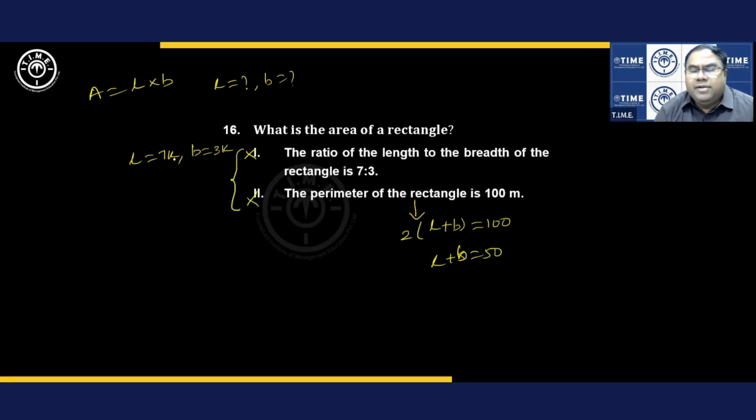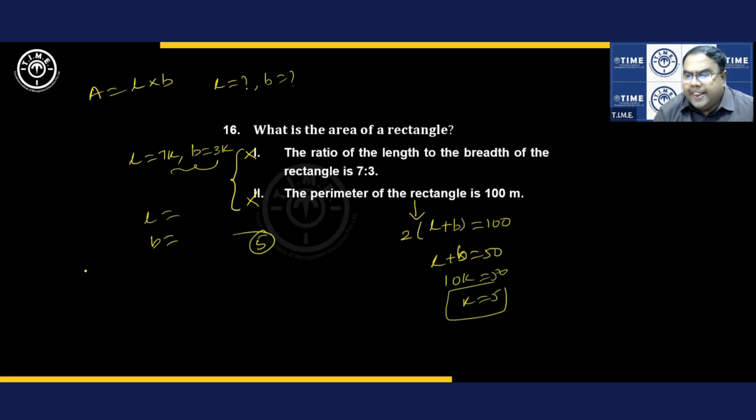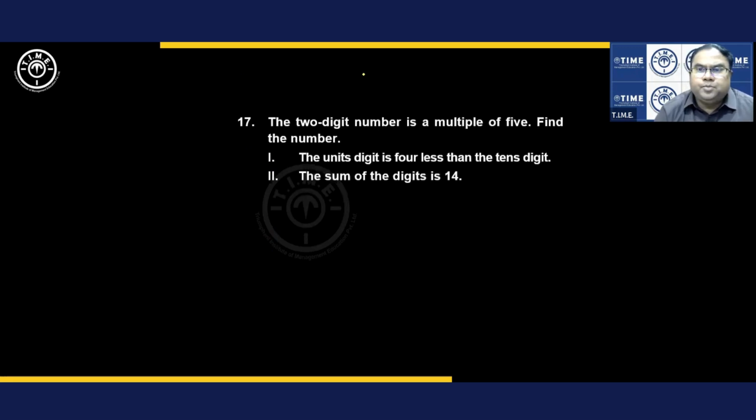Combine. Always remember, in data sufficiency questions, never solve. Don't get into the final answer. L plus B, 10K is equal to 50, I'll get K is equal to 5. Then you know your length, you know your breadth. Then you can find the area of the rectangle. Combining both the statements, we can answer, choice 5.